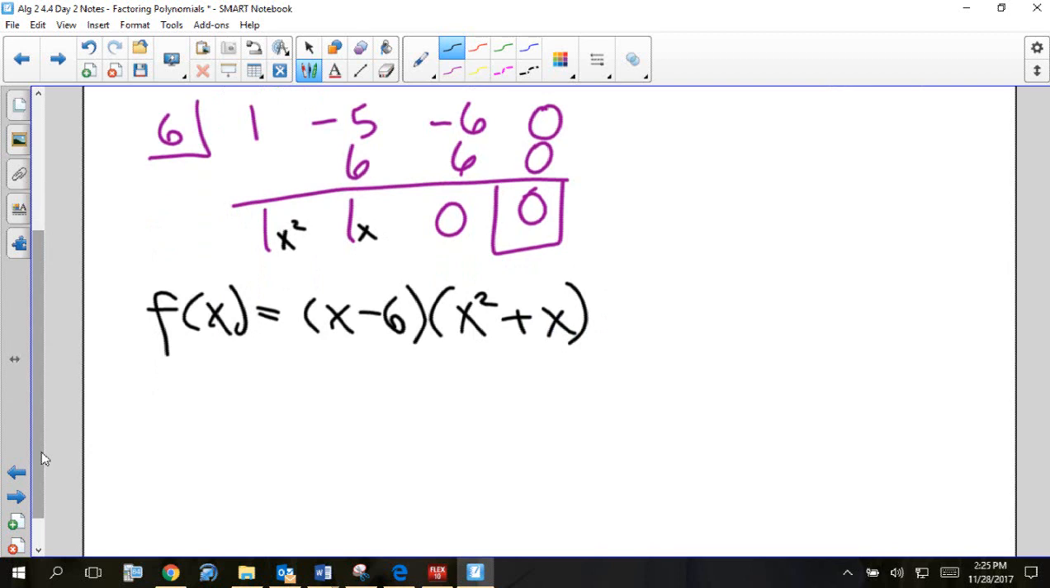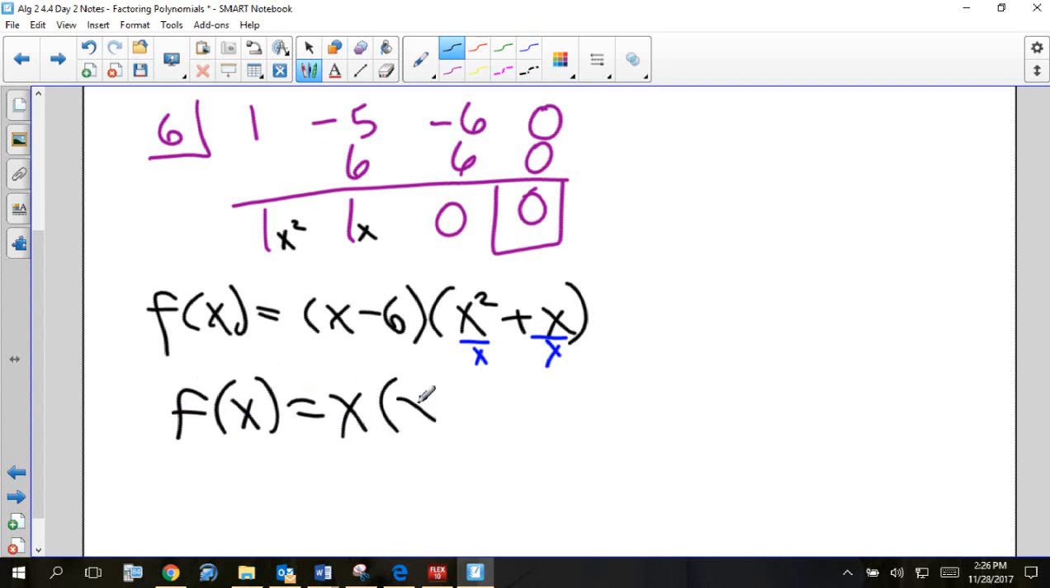Is the second parenthesis factored all the way? What's our first step of factoring all the way? Is there a GCF in x squared plus x? X is the GCF. We have to factor that out. When I factor it out, though, I'm going to put it in front of the whole thing. I'm not going to put it in the middle of the two parentheses. I'm going to write it like x, then my x minus 6, and then my x plus 1, which is left over.